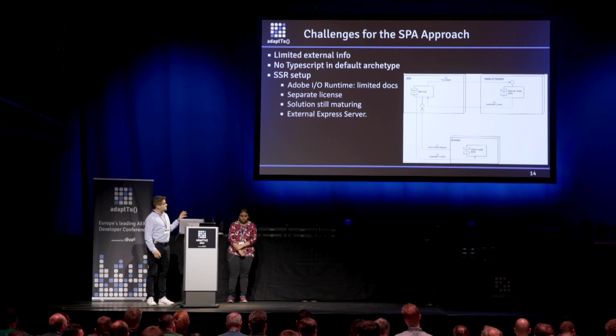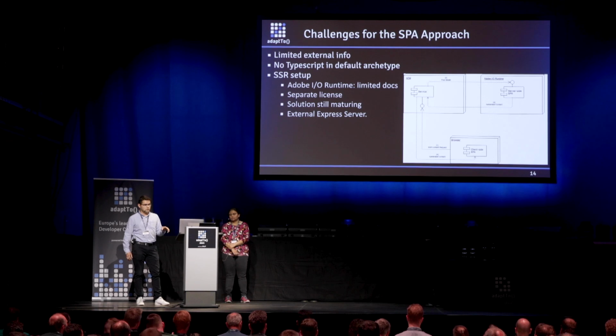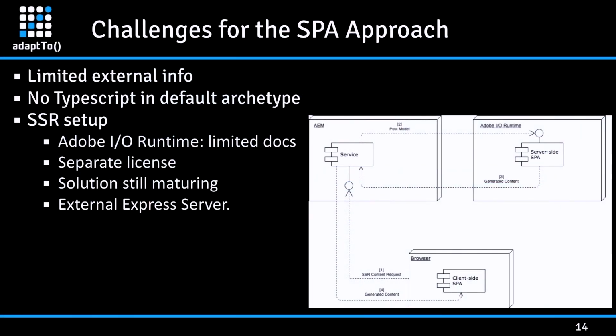To talk about the server-side setup, I want you to pay a little attention to the image that we have here. This is the recommendation from Adobe to implement server-side rendering in an SPA approach. Basically, the browser will make a request to AEM, normal. Then AEM will make a post call to Adobe IO Runtime, and Adobe IO Runtime will generate the HTML as a string, which will be served as generated content to the browser at the end. So everything will be returned.